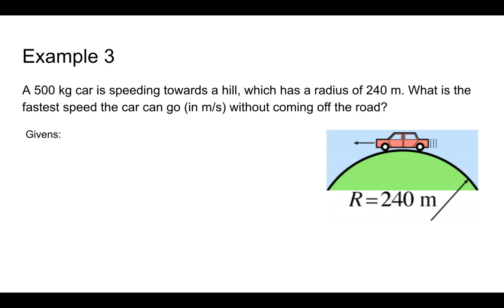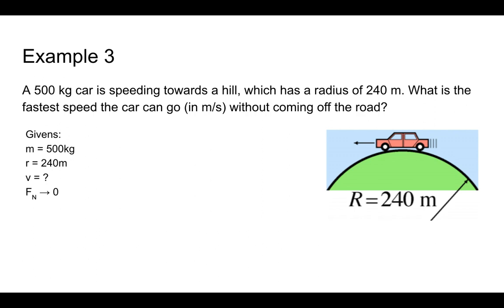So givens here, we have the mass of the car is 500 kilograms. The radius of curvature of the road is 240 meters. We're looking for velocity. What's the fastest speed the car can go? And then it says without coming off the road. So when a car comes off the road, it is no longer in contact with the road. So therefore, there's no more normal force. So what's happening here is the normal force is approaching 0. So what we can do here is it's kind of like the tension that's breaking, remember, that we did for the first example. You can just set normal force equal to 0, and then that will give you the fastest speed.